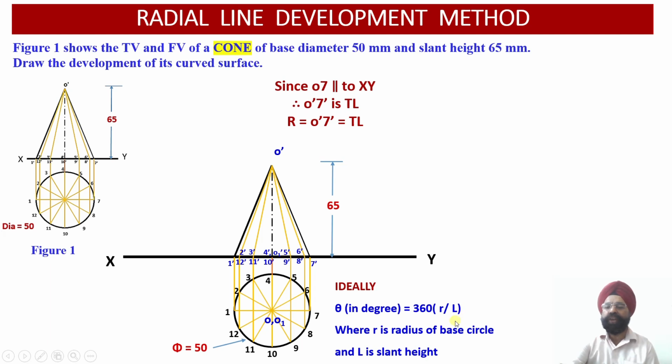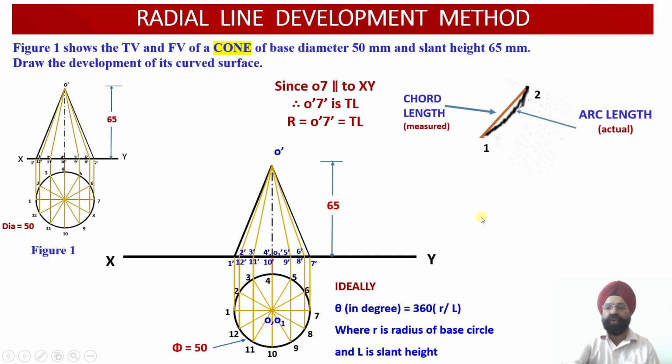But I have already told you that we are not allowed to use mathematics in the manual drafting. So what we are going to do is draw this development using manual drafting. Now, as I told you earlier, just 10 minutes back in this lecture, in the case of cone or in the case of cylinder, we have to assume another approximation.